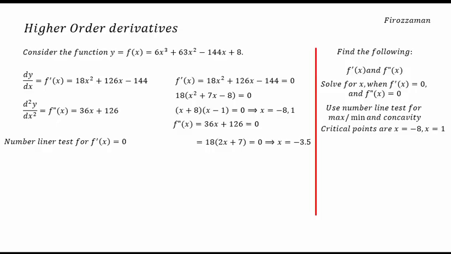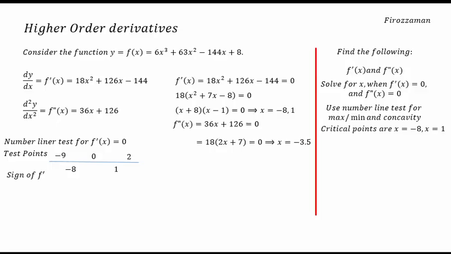All right. So number line test for f'(x) = 0. So we take a number line and place the critical values, -8 and 1. Now we'll be taking some test points. Left side of -8, say -9. In between -8 and 1, say 0. And after 1 is a 2. Next, we'll be checking the sign of the first derivative.